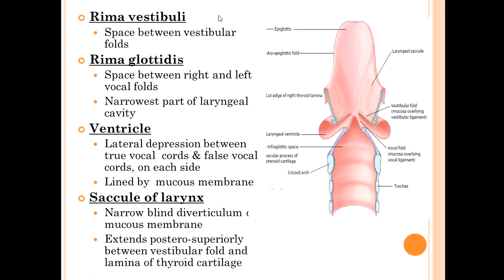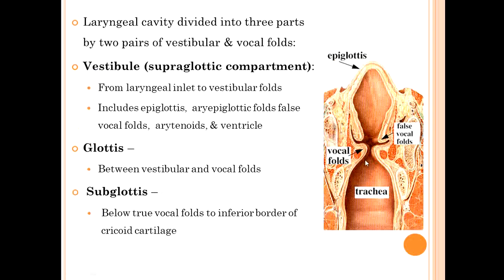Then what is rima vestibuli? Here you see the space between the vestibular folds is rima vestibuli. The space between the right and left vocal folds is rima glottidis. I will show again. Can you see the space between the two vestibular folds or false vocal folds, that is rima vestibuli, and the space between the two vocal folds or true vocal cords is rima glottidis.